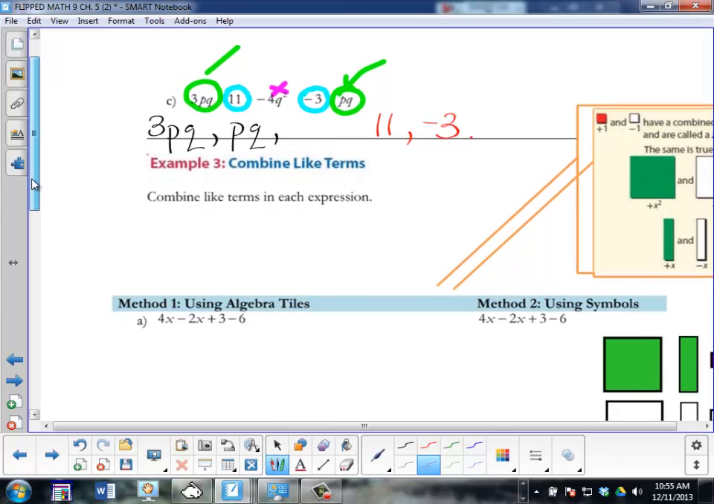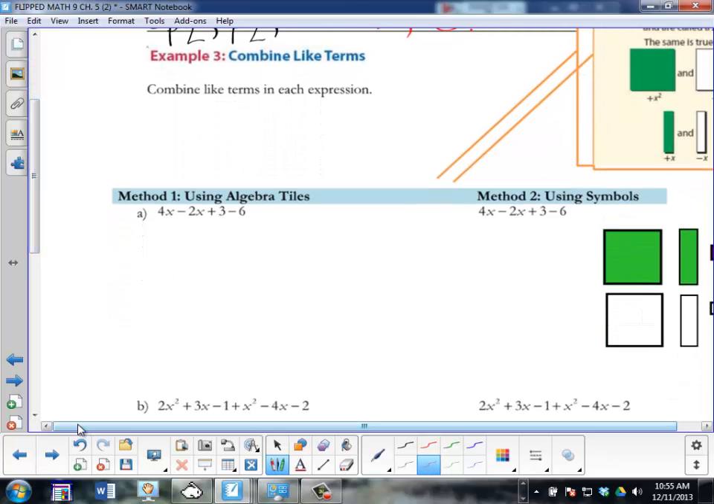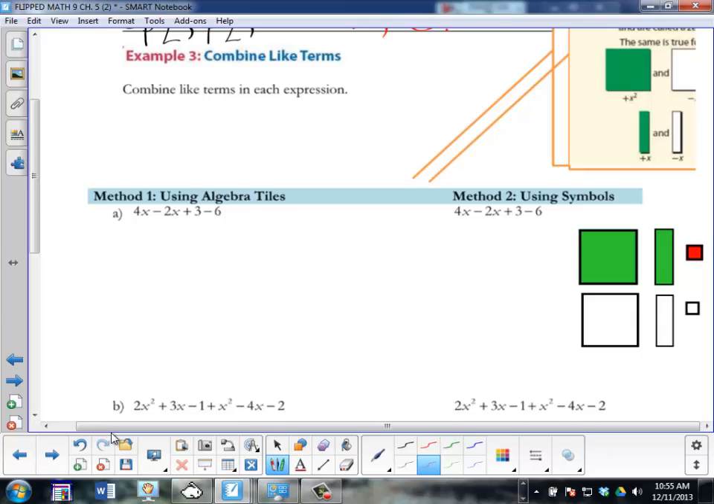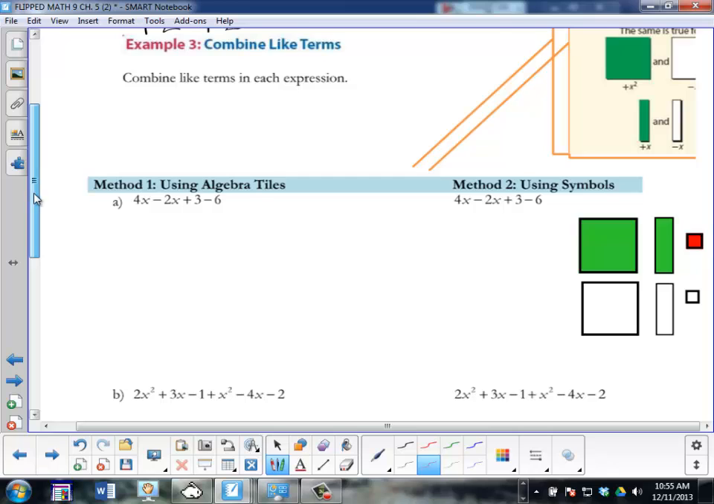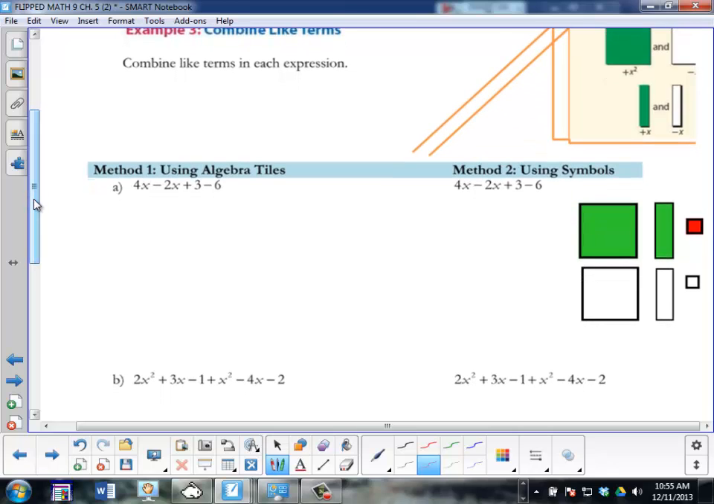So what we want to do now, this is when we start to do some real algebra, is look at going through and combining. We're going to be given an expression and we want to combine the terms that are like. We're going to do it a couple of different ways. We're going to use algebra tiles, and then we're going to think of it using symbols as well.